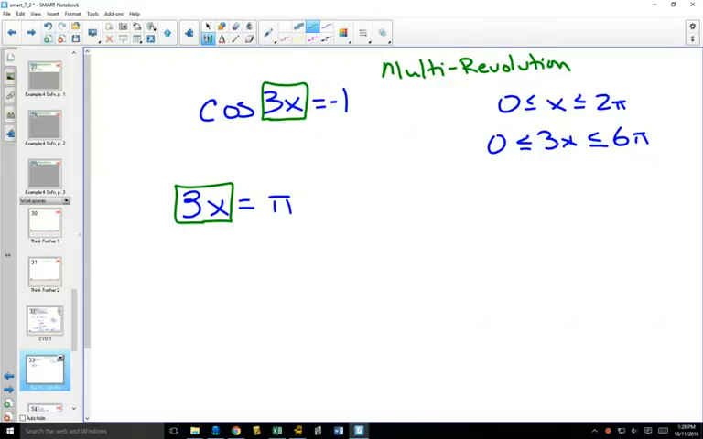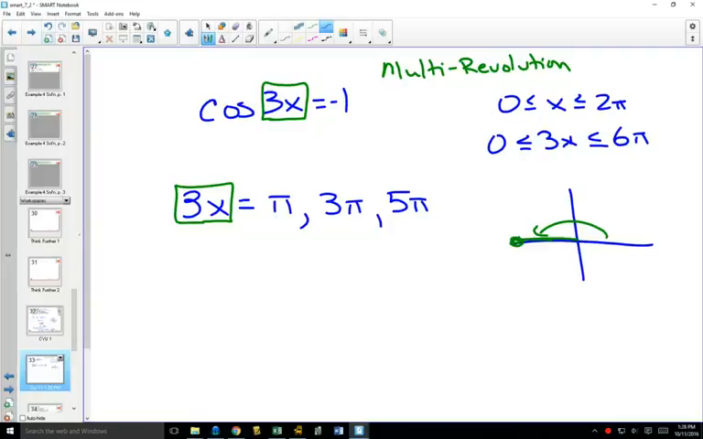There's pi first time around, what would that be the second time around? 3 pi. And the third time around? 5 pi. So those are our answers, 3 times around.